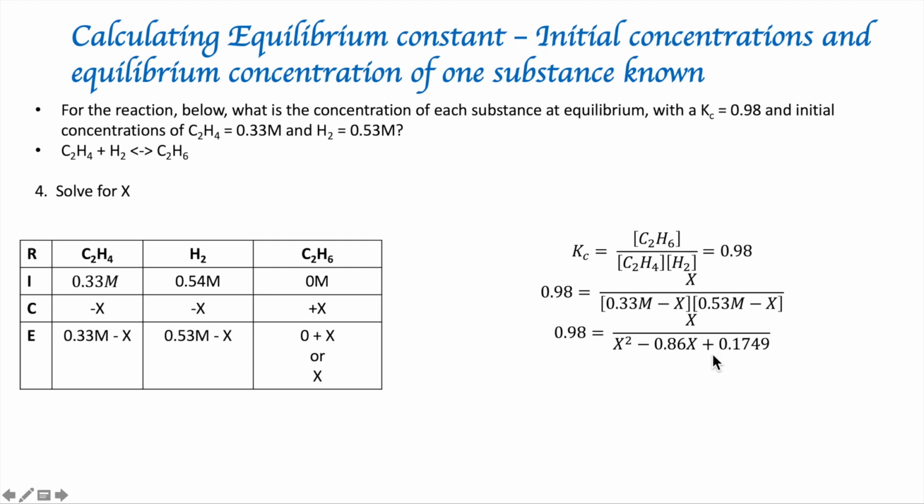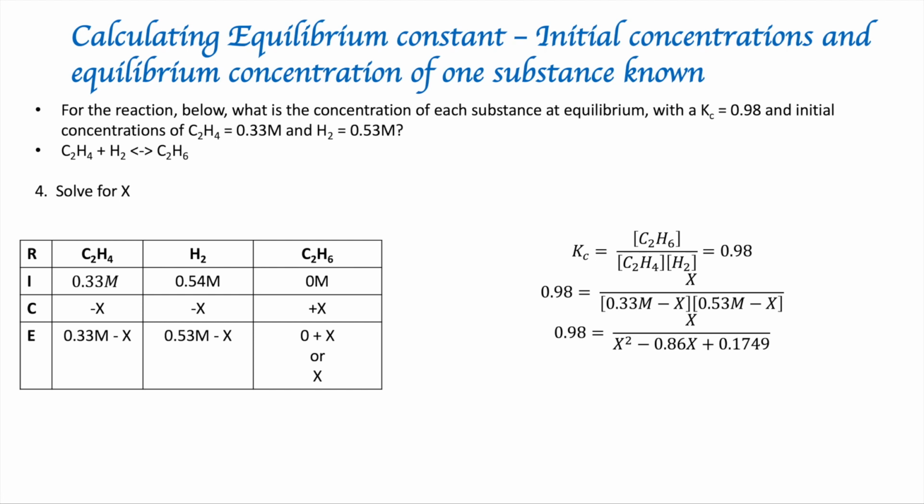And so, actually, before I start cross multiplying, what I'm going to do here is 0.33 molar. You guys remember doing this in your math classes. So 0.33 molar times 0.53, you end up getting this here, minus x times 0.53. So this is where you have to distribute these values. So you end up with x squared minus 0.86x plus 0.1749.